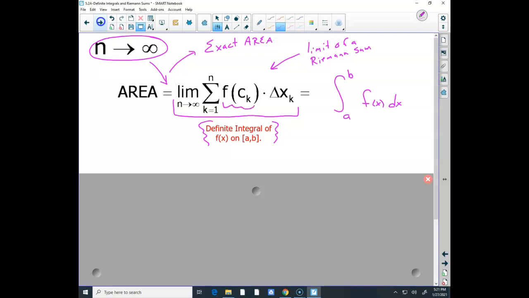Here's my height. There's my width, or there's my heights, excuse me. f of x, I plug them in. Delta x of k, differential notation. That's my width. I'm still taking heights times width. It's just a shorter notation.